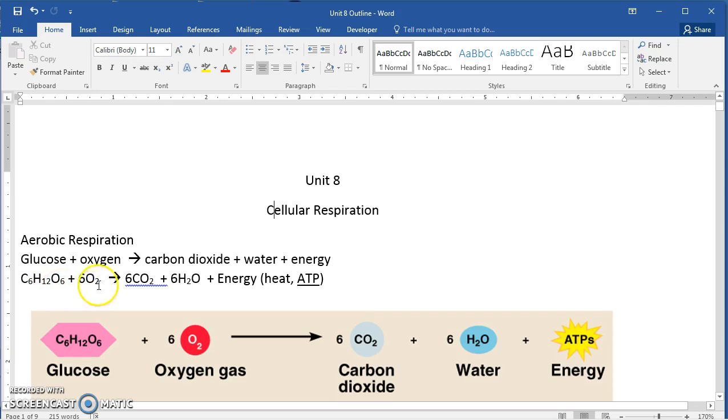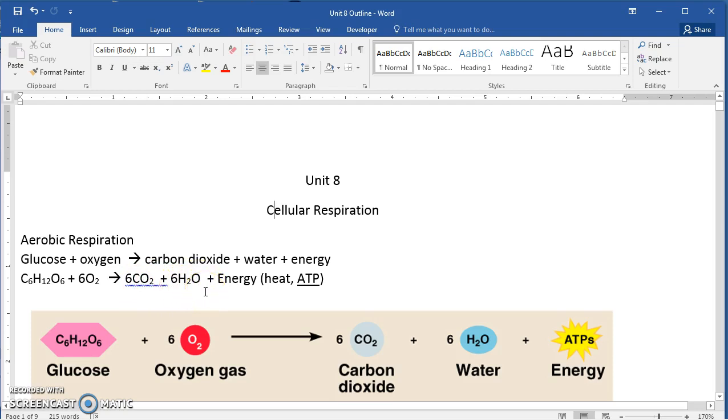The atmospheric oxygen, how oxygen is usually found in most cases, will be O2. It's 2 atoms joined together, a diatomic molecule. It takes 6 of those molecules to break the glucose down properly. What would be released would be 6 molecules of carbon dioxide, that's the CO2, and 6 molecules of water. And this is the net equation.